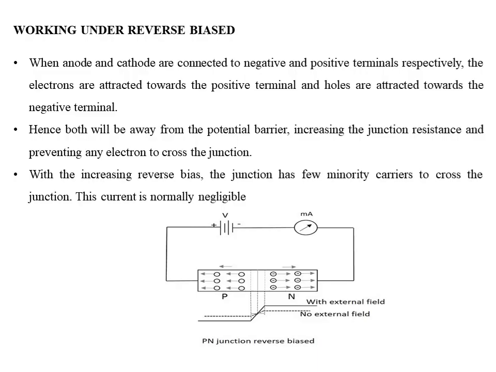Hence, both will be away from the potential barrier, increasing the junction resistance and preventing any electrons from crossing the junction. With the increasing reverse bias, the junction has few minority carriers to cross the junction. This current is normally negligible. This is the circuit diagram which represents the working of PN junction diode under reverse bias condition.